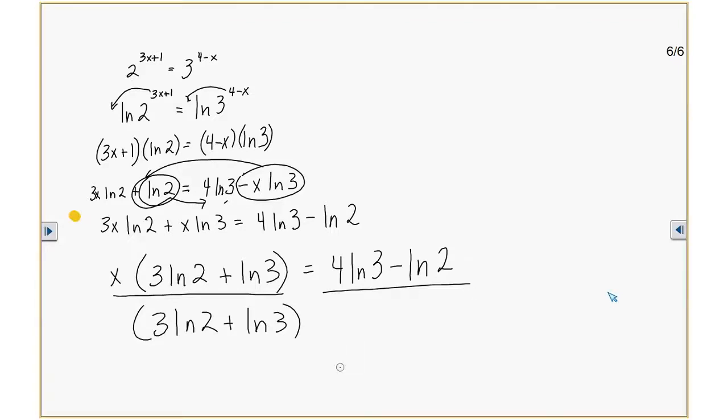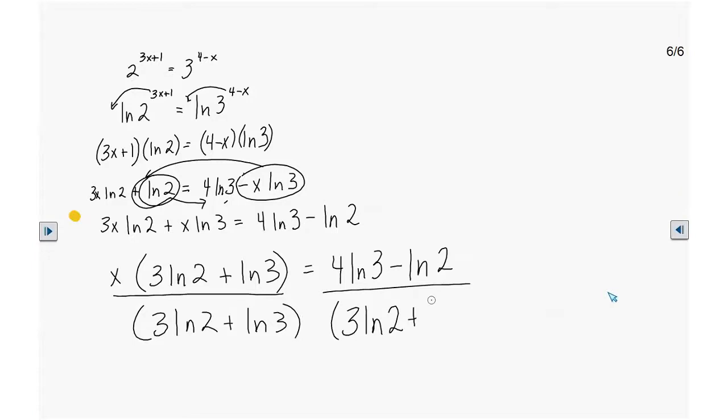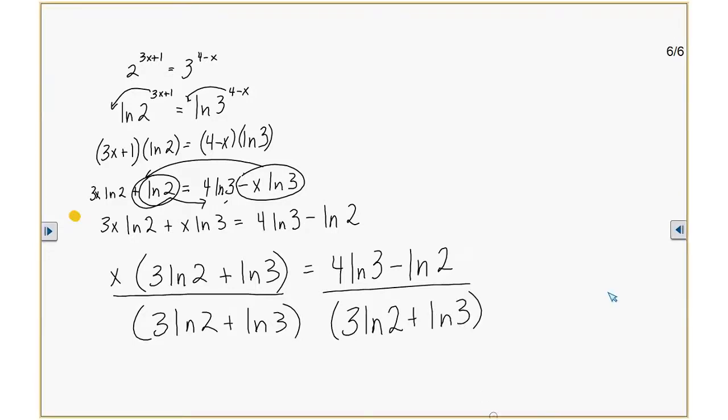I was waiting for somebody to say, what number? That's what I was waiting on. Y'all need to take the bait. What number am I talking about? Well, what is 3 times natural log of 2? What is that? A number. What is natural log of 3? And what do you get when you add a number to a number? So that in parentheses is nothing but one big number.